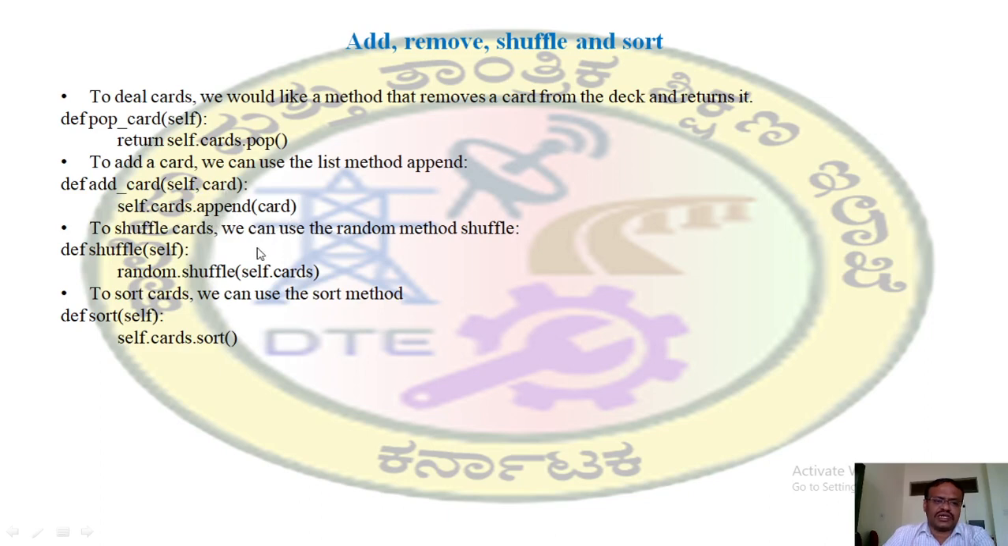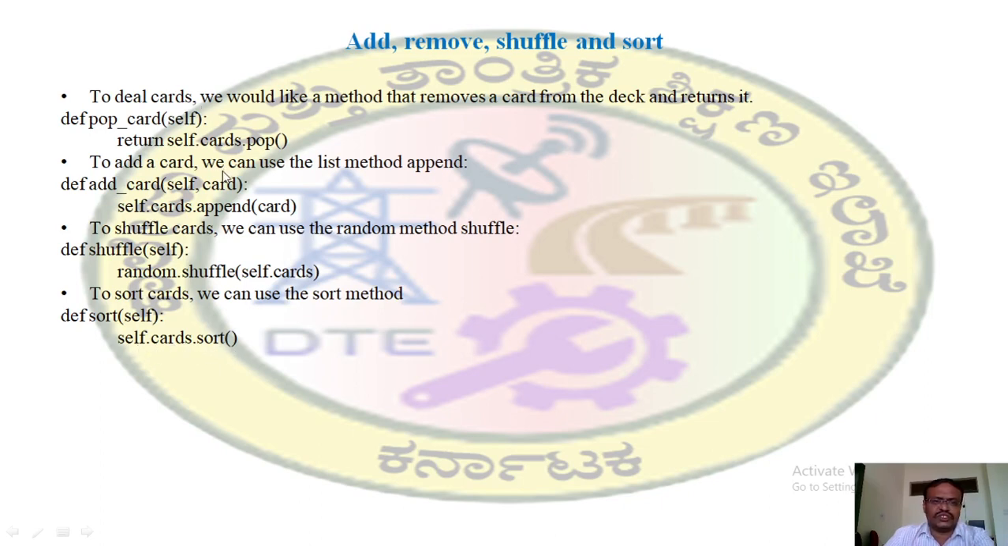To shuffle the cards, we can use the random method shuffle: shuffle(self), that is random.shuffle(self.cards). And to sort the cards, we can use the sort method, that sorts the given object, that is self.cards.sort.